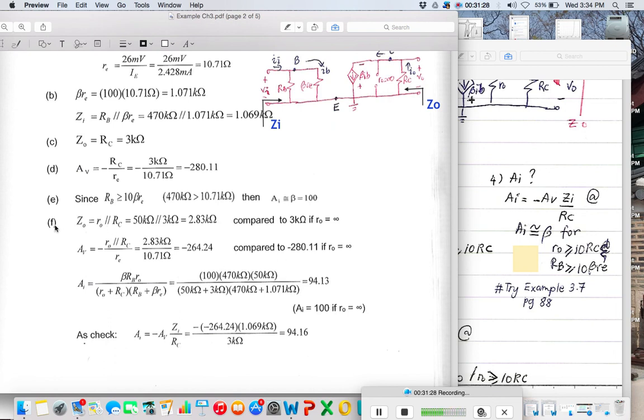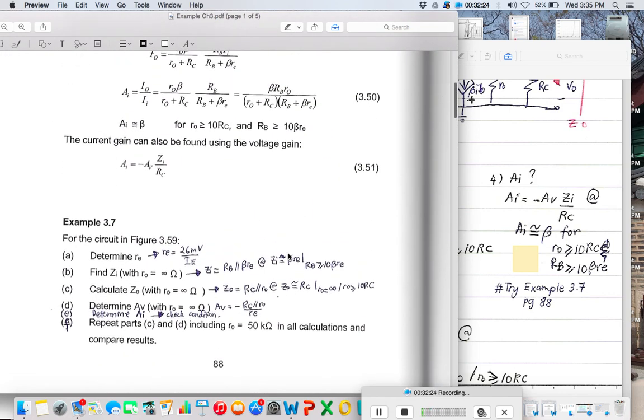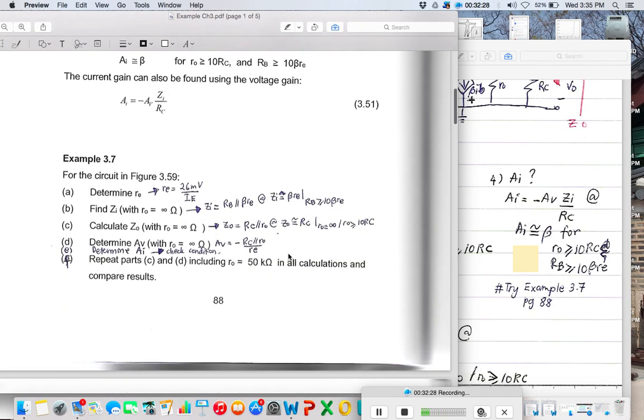Now for question number F, you need to assume that R naught is no longer infinity, but R naught has some value which is 50 kilo ohms. So you can check, is R naught still greater than 10 RC. RC is 3k, so 3k times 10 is only 30k ohms, but R naught here is given 50 kilo ohms. I think there is a mistake here. Let me check in the module. It says 50 kilo ohms. Yes, it says here. But we need to calculate RC times 10.